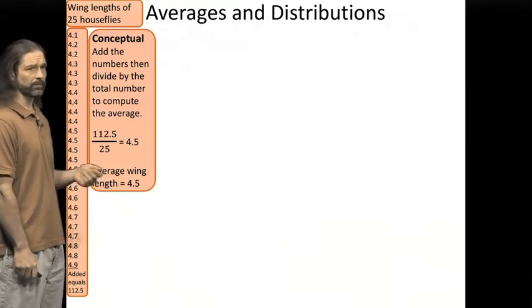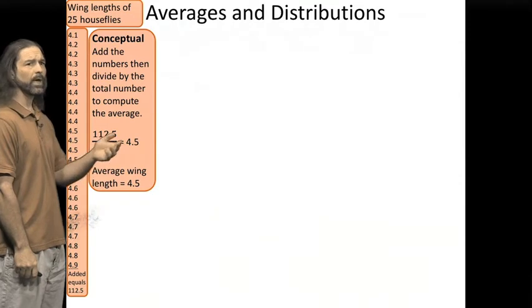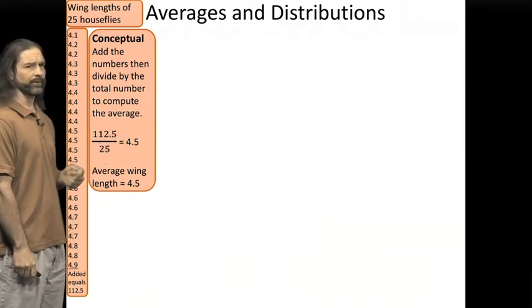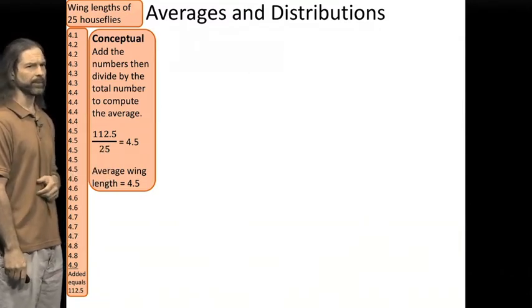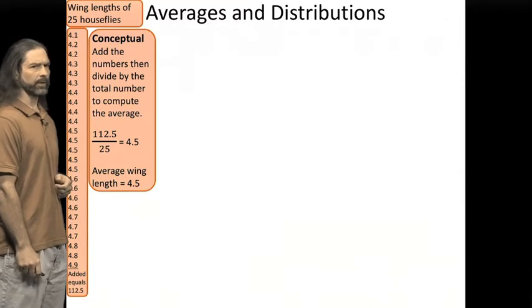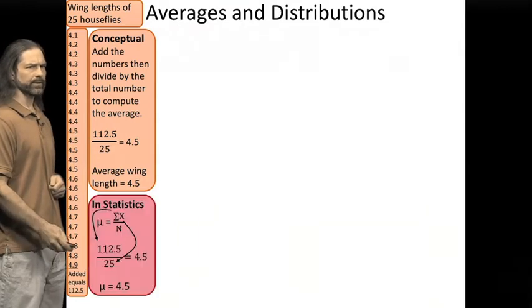You would divide by the total number of observations that you have, which is 25. That's going to give you this average of 4.5 millimeters. That's the average length of the wings of this particular group of flies: 4.5 millimeters. So that's a simple thing that we've done a number of times in our lives. We just now have to convert that into statistical notation and how we deal with that in statistics.